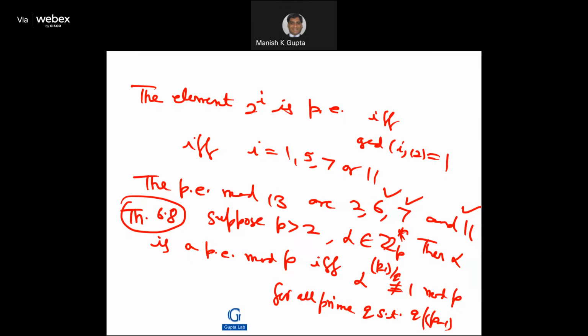Suppose P is a prime greater than 2, and alpha is a member in ZP star. What is ZP star again? Elements which have GCD 1 with P, right? Then alpha is a primitive element modulo P if and only if alpha raised to the power P minus 1 divided by Q is not congruent to 1 mod P, for all primes Q dividing P minus 1. Again, the proof is there on the slide also, but I am not going to look at it. I'll leave it for you to look at.